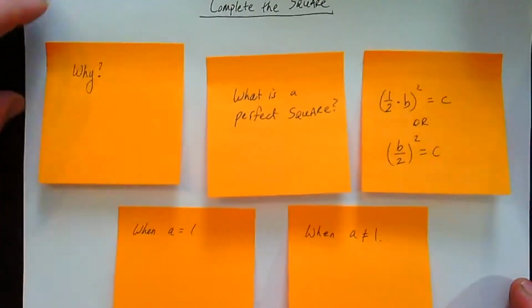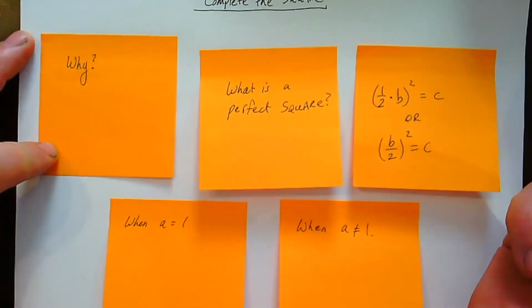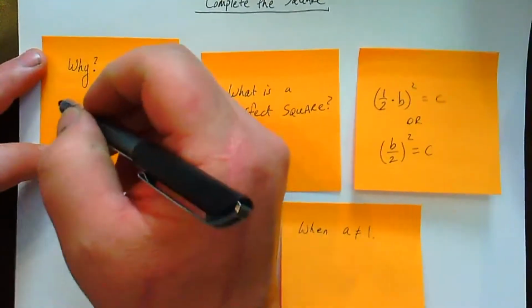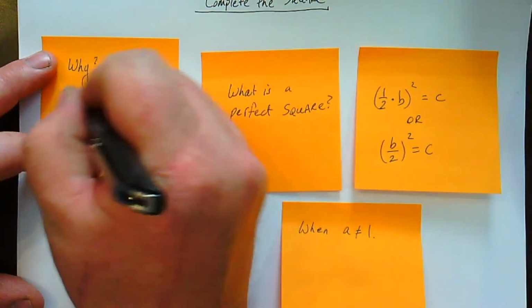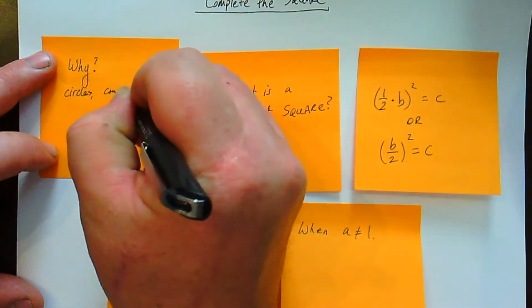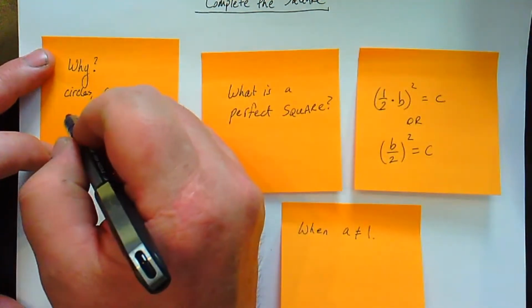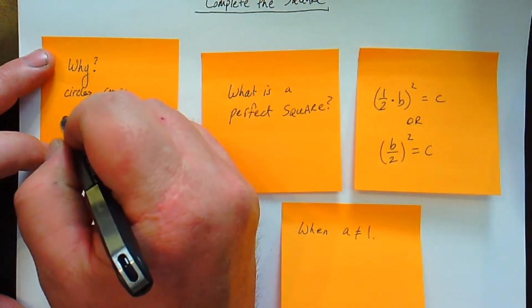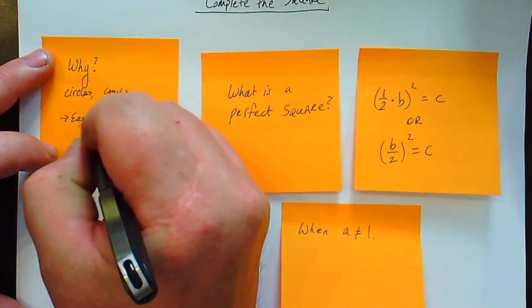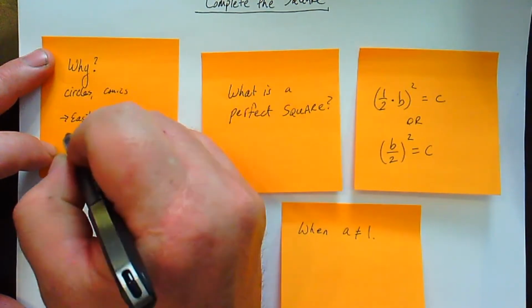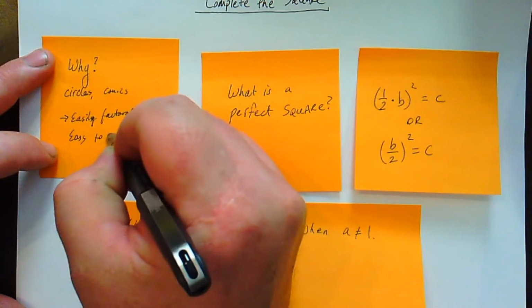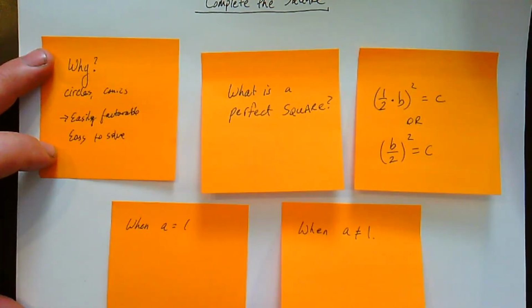First and foremost, there are lots of reasons why we complete the square. If you're in an Algebra 2 class or an Algebra 1 class, you're probably not going to deal with circles or conic sections, but that comes up later. For right now, there's a couple reasons. Number one, perfect squares are easily factorable. And number two, they're easy to solve. If you have a quadratic that's a perfect square, life's going to be good. It's going to be easy for you, right? So that's why we do it.